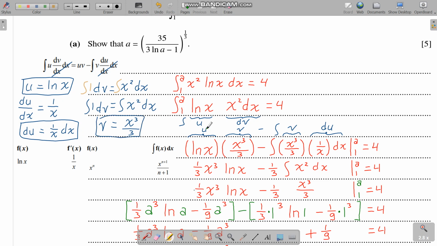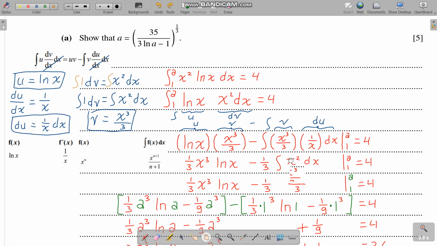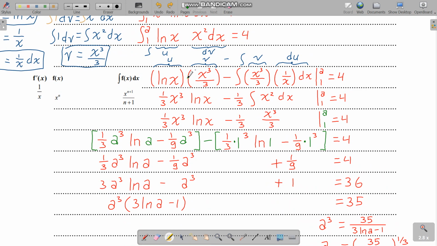So we replace u with ln x, v with x cubed over 3, and du with 1 over x dx. The integral is from 1 to a, and it's supposed to equal 4. Now we simplify. Here we have 1/3 x cubed times ln x, minus 1/3, and x cubed times 1 over x is x squared.